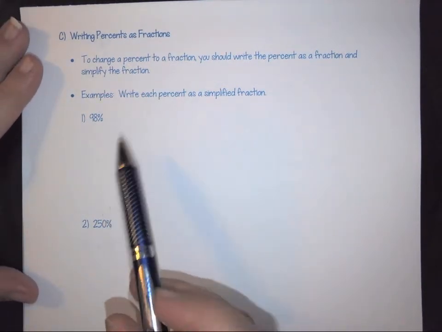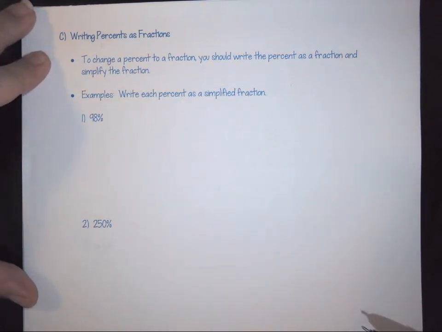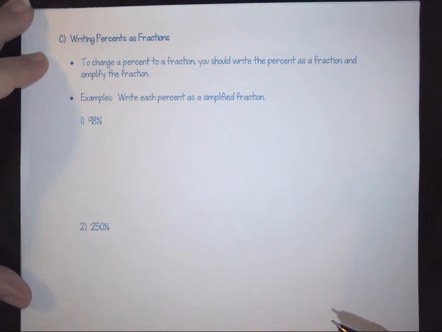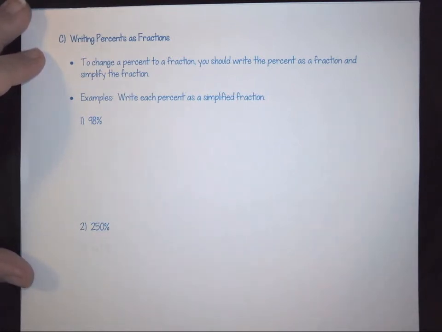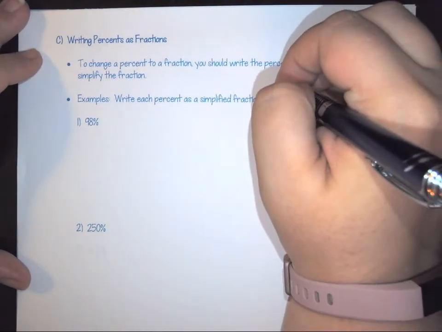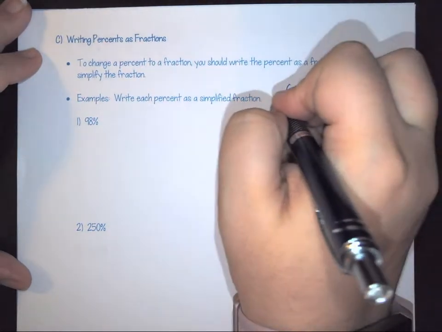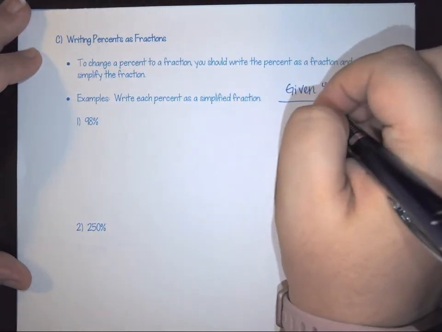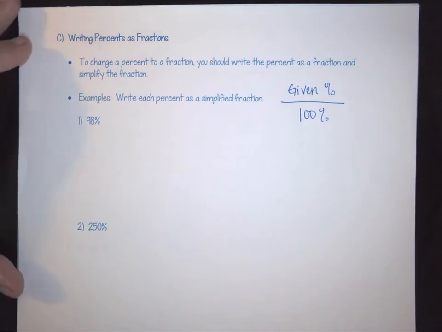So here what you have to remember is that our whole or our total is always going to be 100%. And so what we do is we are going to set up our fraction in a way that we have the given percent on top over 100% on the bottom, and then you reduce.